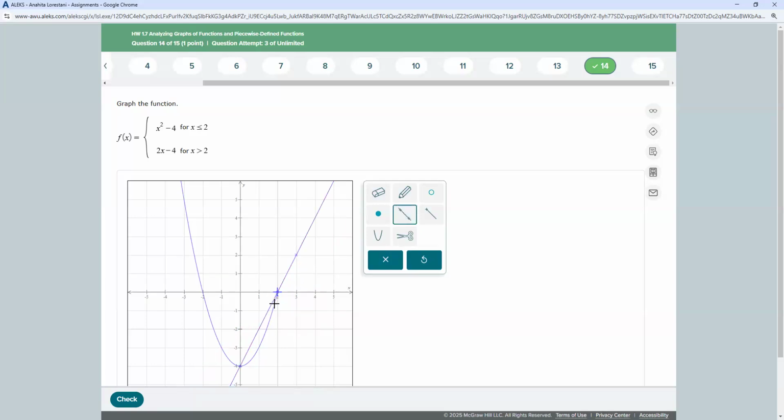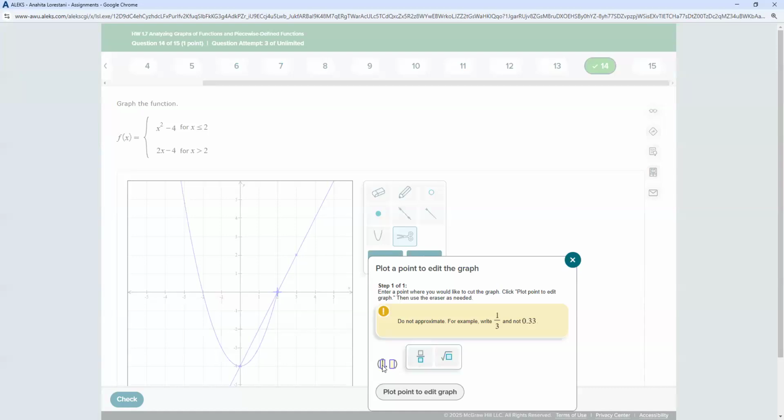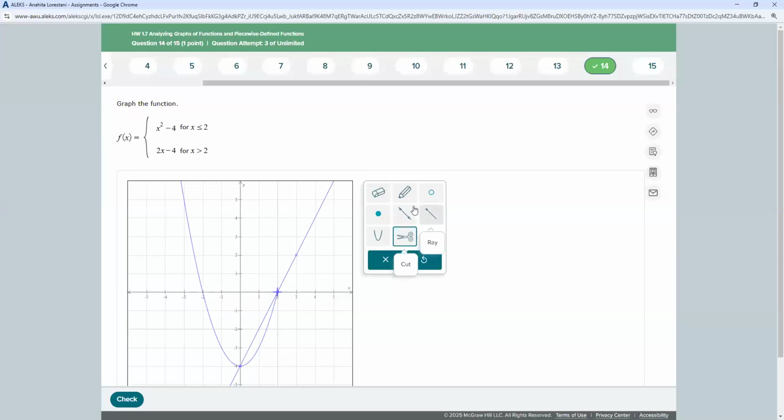But I have to go and erase this part, the bottom part. So I go and cut. Where do I want to cut it from? Again, I want to cut it from 2 and 0. That was one of my points. I take the eraser and then I go and erase that part. And that is how you graph these.